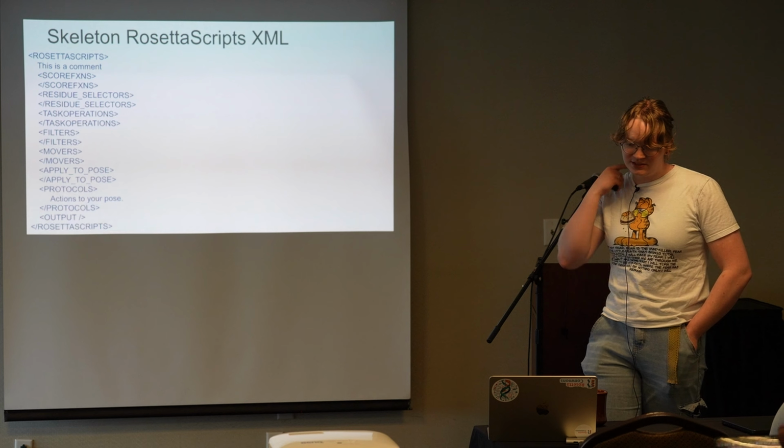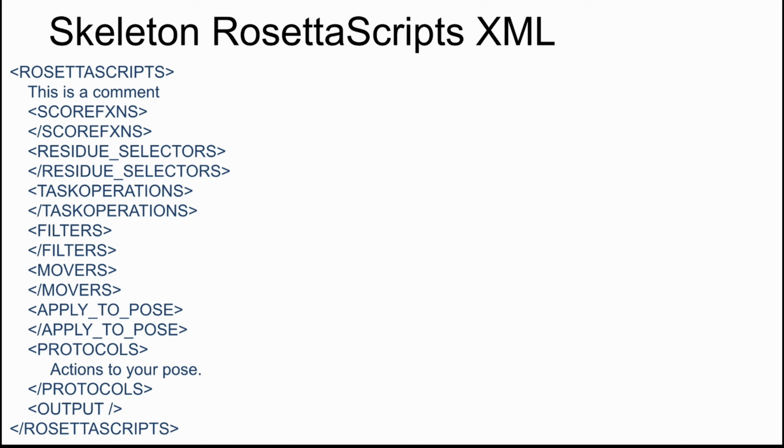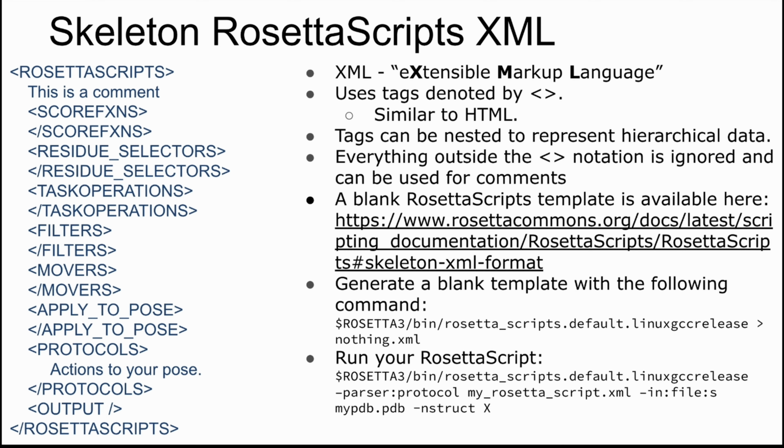Okay, so this is a skeleton of a standard RosettaScripts. XML stands for Extensible Markup Language, and you use tags with the caret keys, which is similar to HTML if you're familiar with that. Anything outside of the tags is just a comment, so it's really easy to comment these. These tags can also be nested with tabs to represent hierarchical data, and we'll see how that looks in a couple slides. There is a blank RosettaScripts template available at this link that you can use.